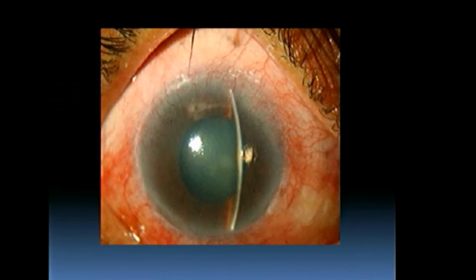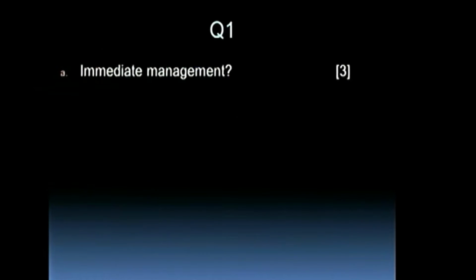Her left eye looked normal, and the anterior chamber depth was approximately equal in both eyes. So the first question for 3 marks, so we're looking for 3 things, is what's your immediate management of this patient?